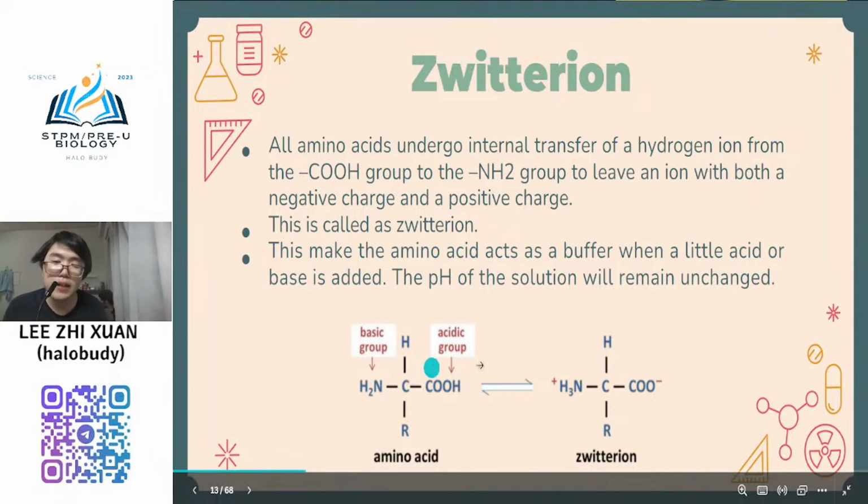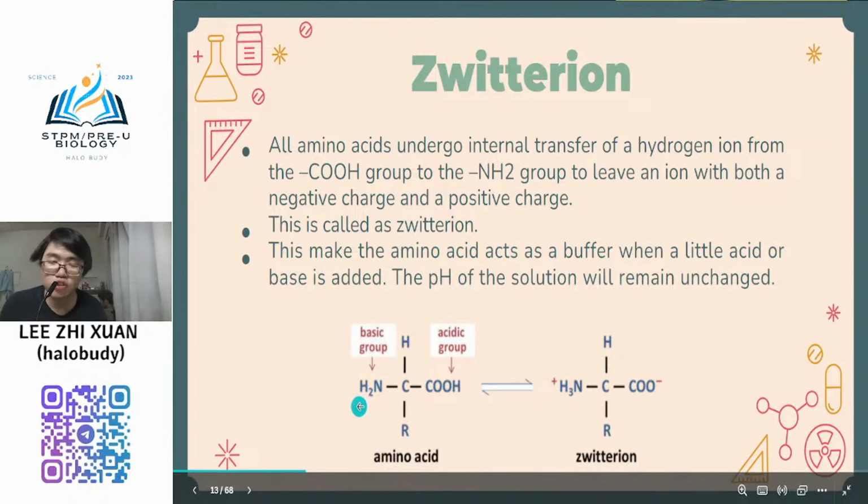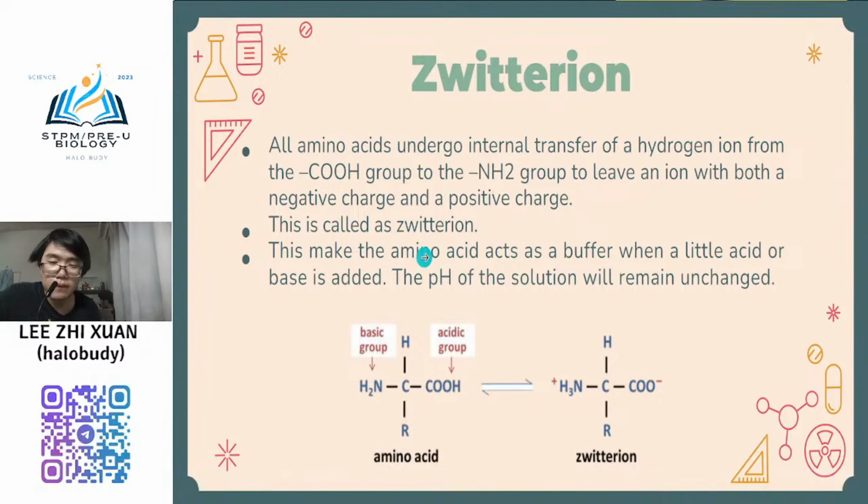And then we know that when the carboxylic acid releases hydrogen ion, it forms a carboxyl group that is negatively charged, and the amino group forms an ammonium ion which is positively charged. And this type of structure is called a zwitterion. Due to this structure, amino acid can also act as a buffer solution.